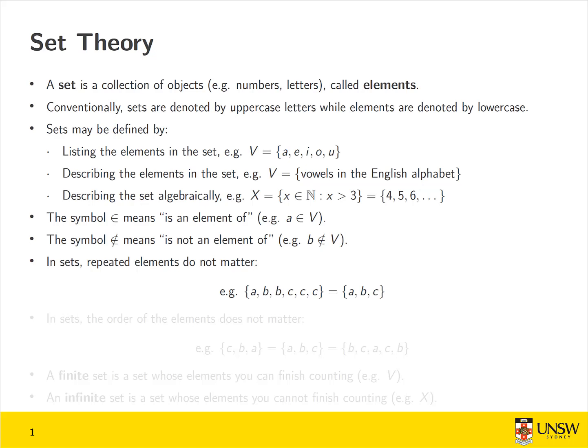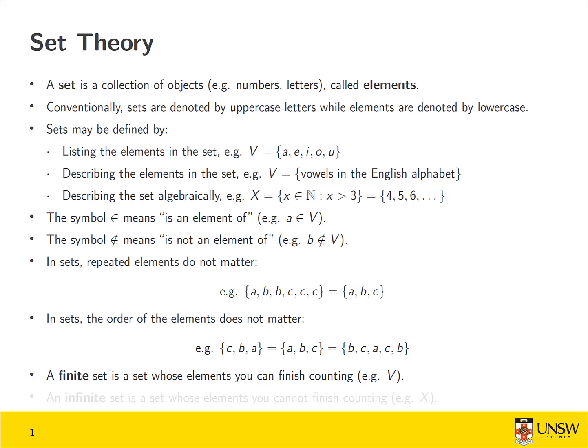This means that the set containing A, B, B, C, C, and C is equivalent to the set containing just A, B, and C. In general, repeated elements are ignored. This also means that the order of elements in a set is not important. So the set containing A, B, and C is equivalent to the set containing C, B, and A.